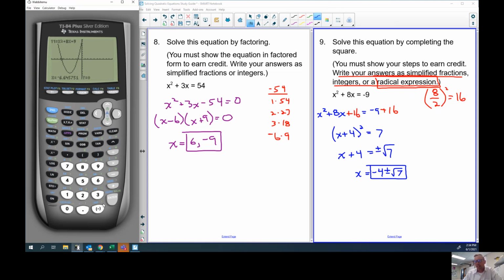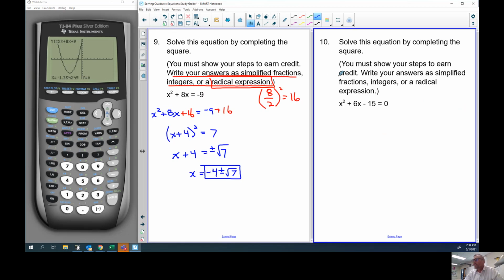And then let's do negative 4 plus the square root of 7. And that's about negative 1.35. But we'll just leave the answer like that. All right, so no, I'm not asking for the decimals like IXL did. Solve this equation by completing the square. Okay, so we just did that, but we'll do it again.